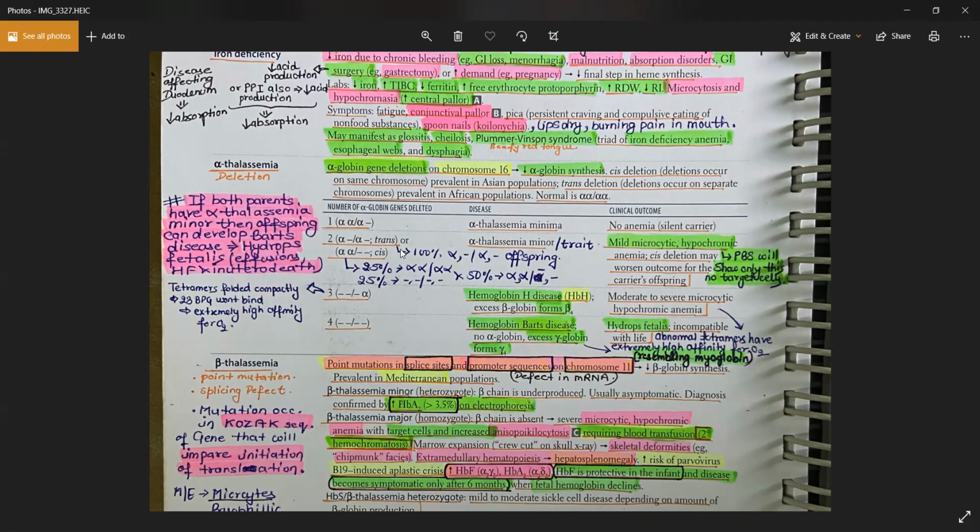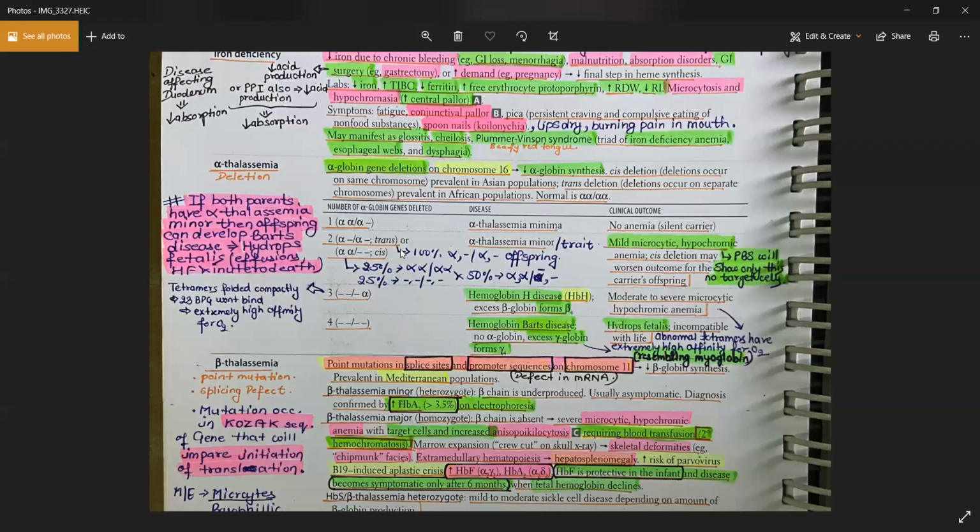And like we have discussed, the cis deletion will have more impact or a more severe outcome than the trans defect. Okay, because a trans will be having a loss from different chromosomes, but the cis will be having a loss of genes from the same chromosome, right? And it depends how much of these alpha genes are lost.